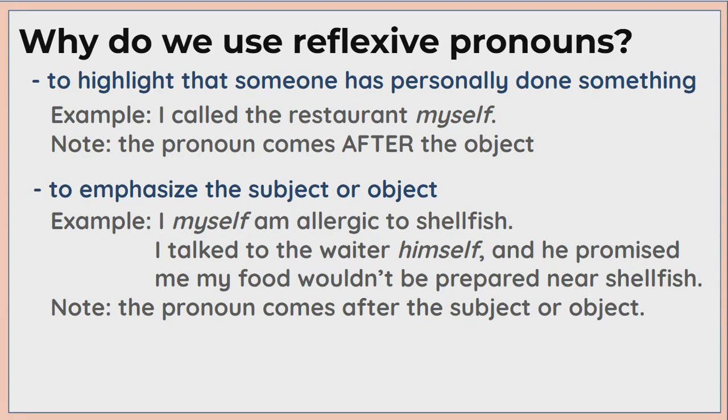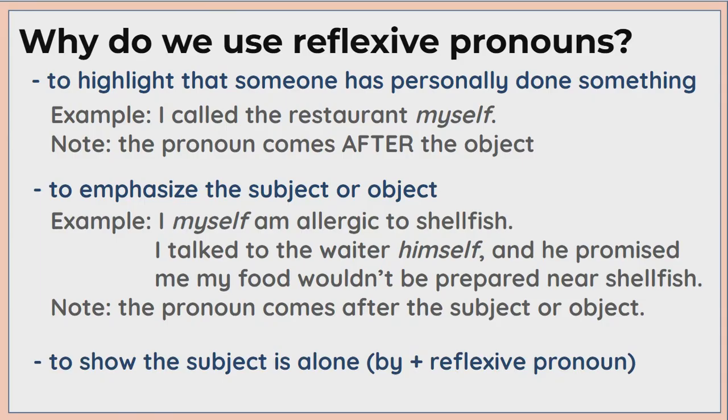In the next example, it says, I talked to the waiter himself, and he promised me my food wouldn't be prepared near shellfish. Here we're emphasizing the waiter. I talked to the waiter himself. In a way, I'm emphasizing him, and that I directly took care of that by talking to him. In this situation, the pronoun will come either after the subject if it's emphasizing the subject, or directly after the object if it's emphasizing the object.